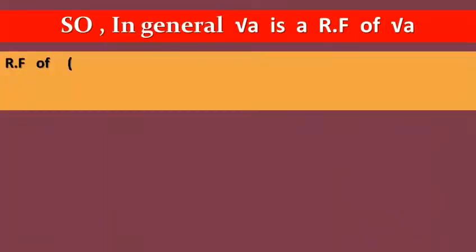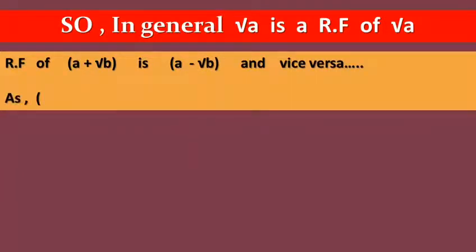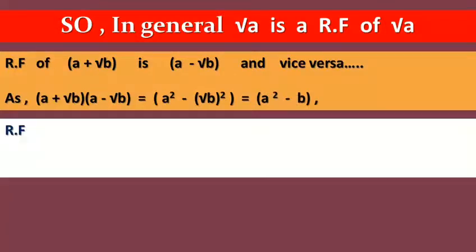Let us observe the rationalizing factor of an irrational number having two terms. The rationalizing factor of A plus root B is its conjugate. That means if we have plus in between the two terms, its conjugate will be with minus, that is A minus root B. Why? Because if we multiply these two, we get a rational number. A plus root B into A minus root B is equal to A square minus B, a rational number.